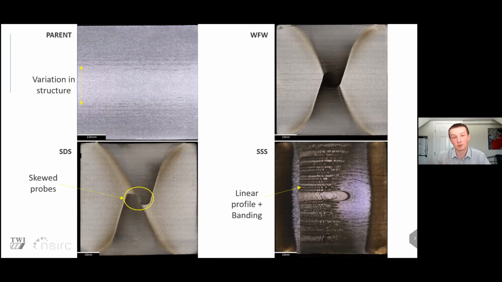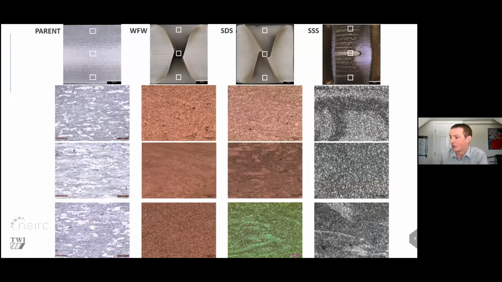But what's actually happened is we've welded it faster, but the forces on the probes have grown, and this has skewed the probe slightly off center, and it's caused this hazy region, which again will have a significant impact on the microstructure. And when we look at the microstructure, what we see is that this central region is actually bimodal, and that is to say that both large and small grains are present within this region.